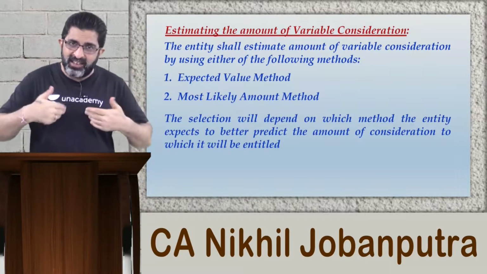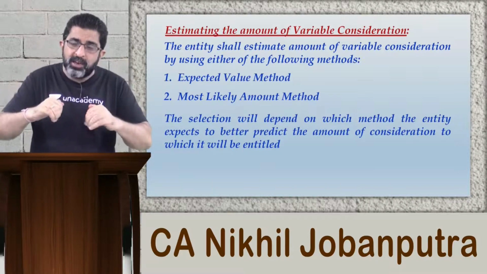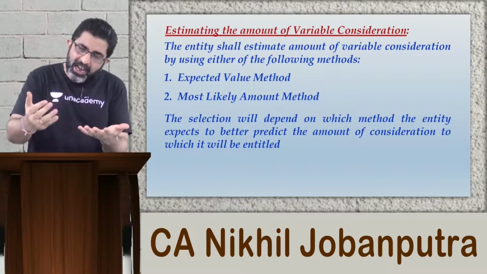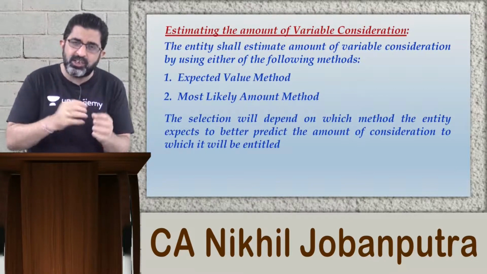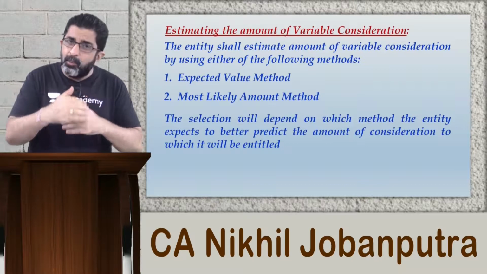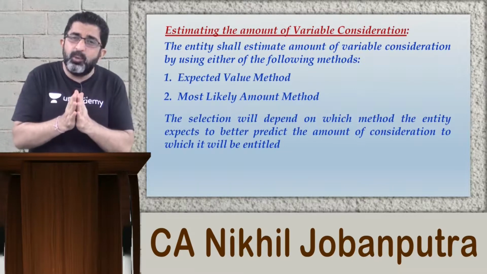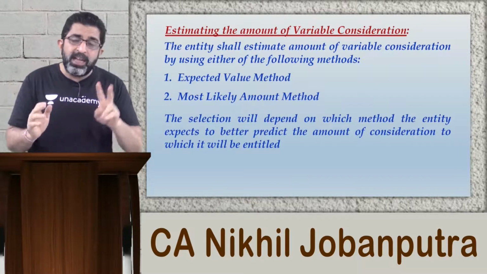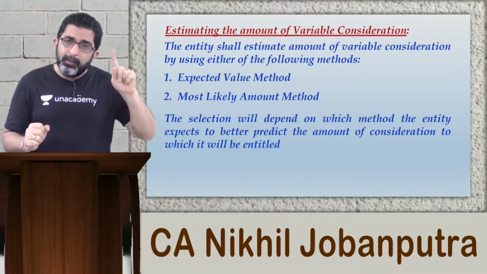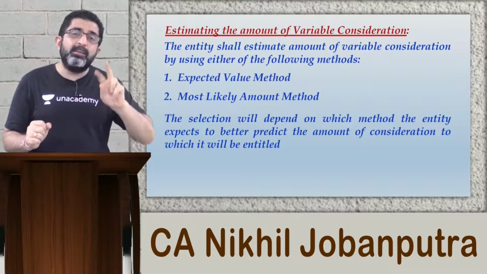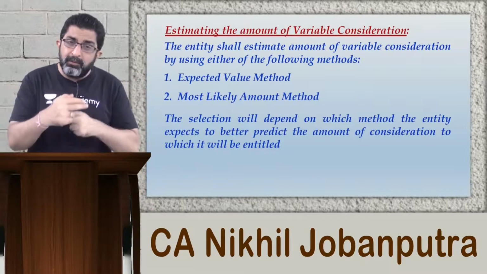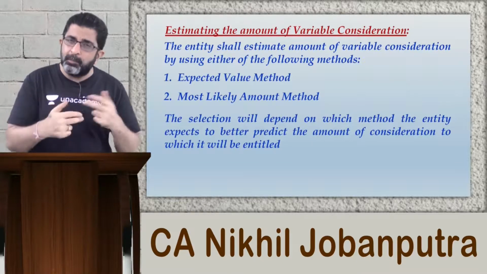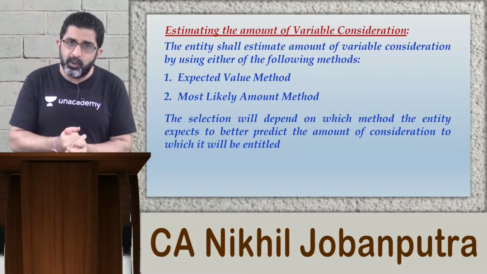If we believe that yes, the quality bonus will be earned, you include the quality bonus as part of the transaction price and include that in the variable consideration. If you find that the most likely chance is you will not get that quality bonus, simply don't consider it. So friends, we have two different methods over here, expected value method and most likely amount method. When we are taking up calculative examples, you will have a much better understanding about the application of both the methods.